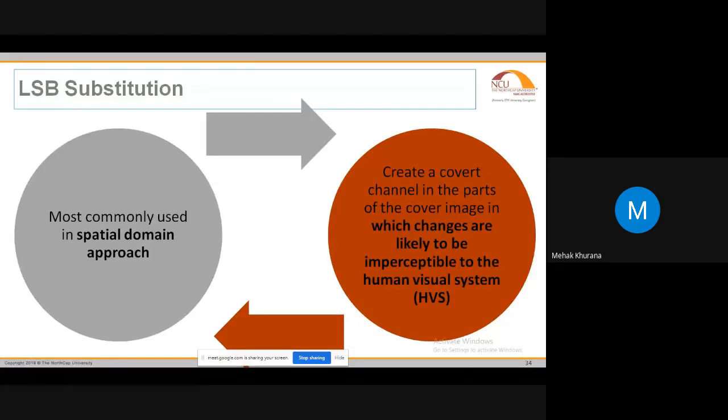So the first technique that we are going to understand is LSB substitution. LSB substitution is the most common, a spatial domain approach. This is the approach where we are going to hide the information inside the least significant bit, which will not allow anybody to see it with the common eye, because I am going to hide the data into the least significant bit. As the name suggests, we are going to hide the data inside the bits, but it has to be the least significant bit.